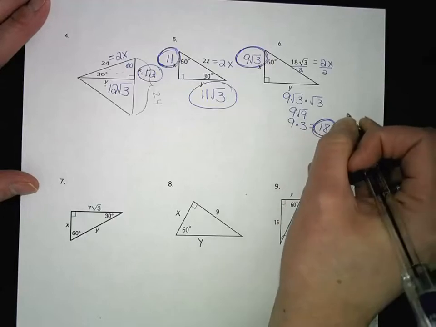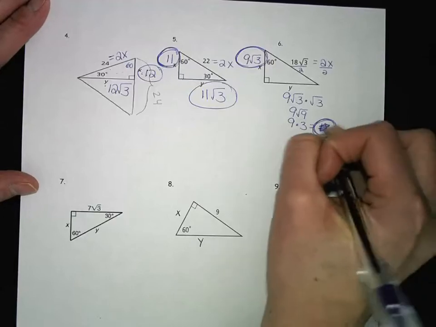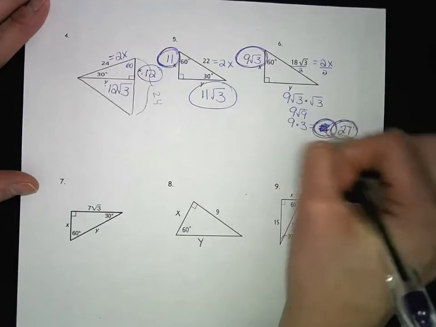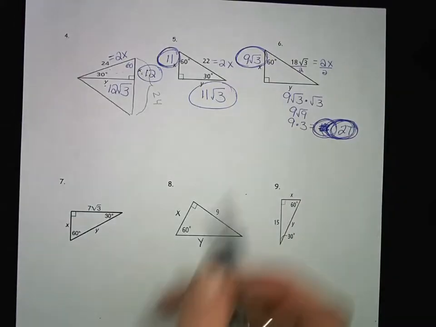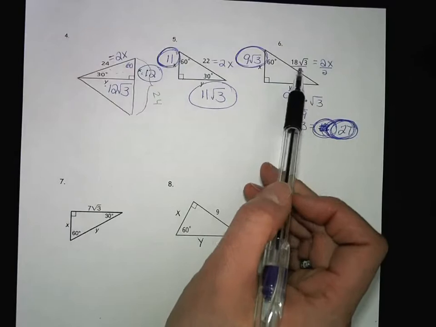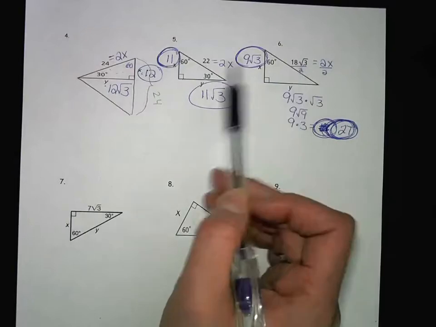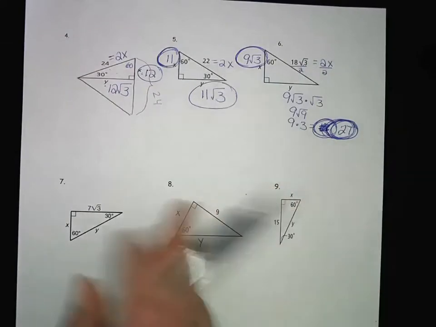Not 18, why did I say 18? 27. Can't do my algebra here. 27, sorry, apologize. Must be Friday or something. 27. So you still have to follow the rules. Just this one was a little messier because that square root of 3 was in there, where before when I divided it off, it came out really nice.